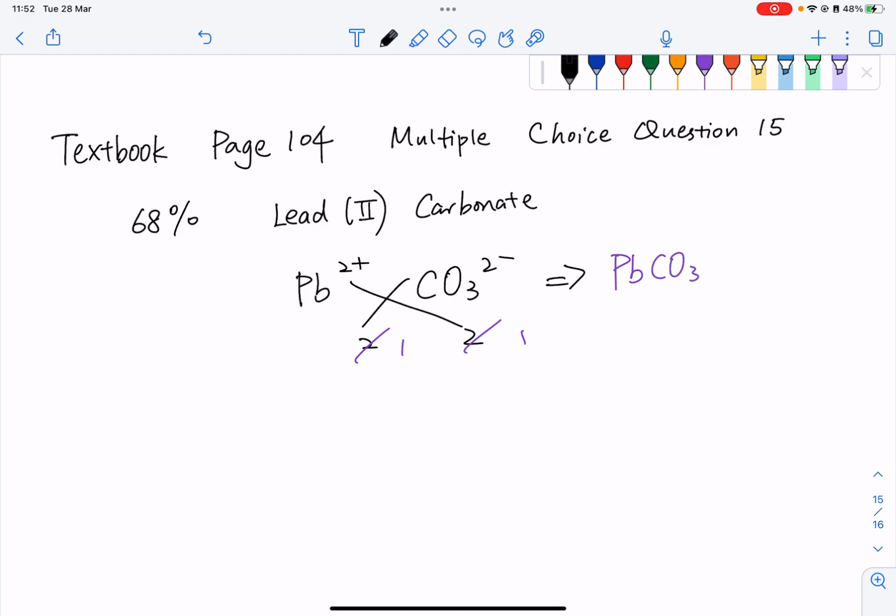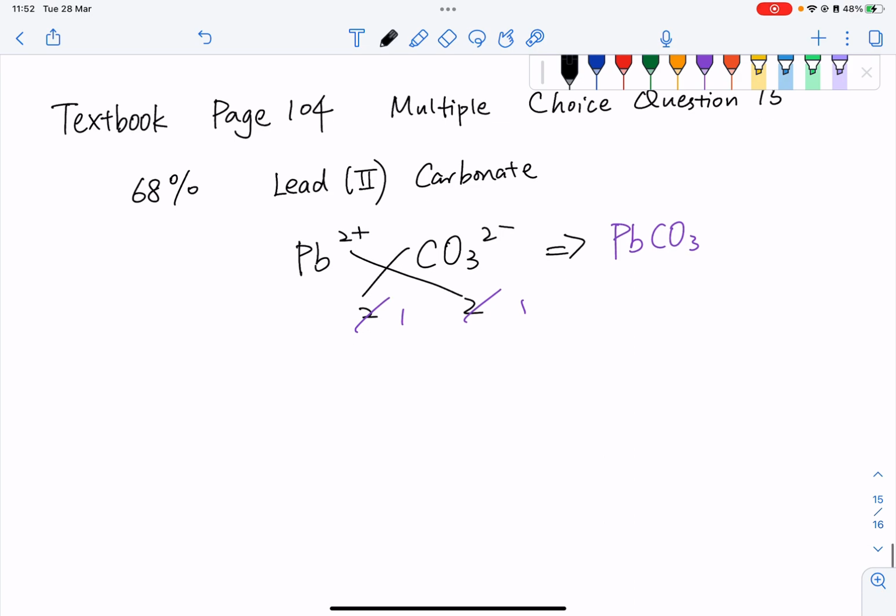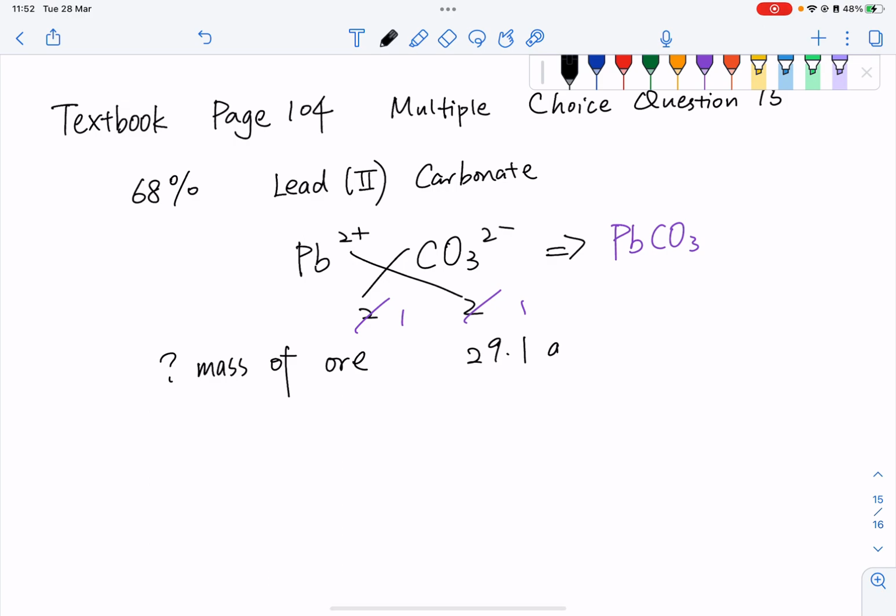Alright, and then we continue to read the question. Assuming that the other compounds do not contain lead, what is the mass of ore required to extract 29.1 grams of lead? So it asks what is the mass of ore. This is a name I can't read though. So what mass of the ore is required to extract 29.1 grams of lead?